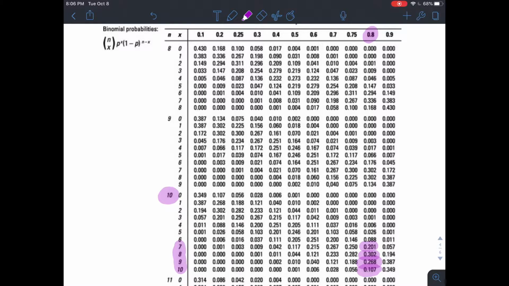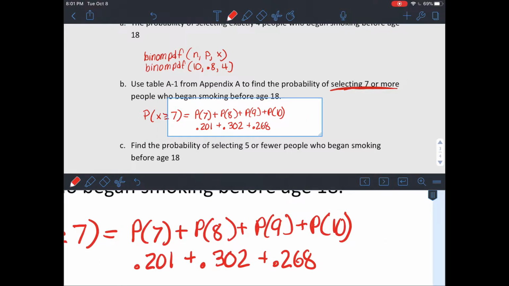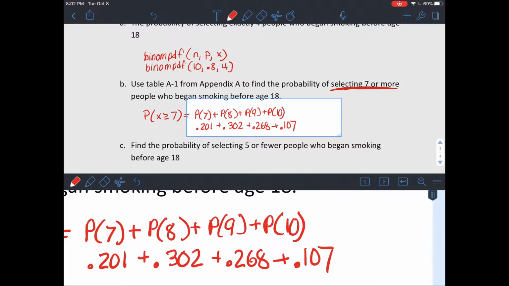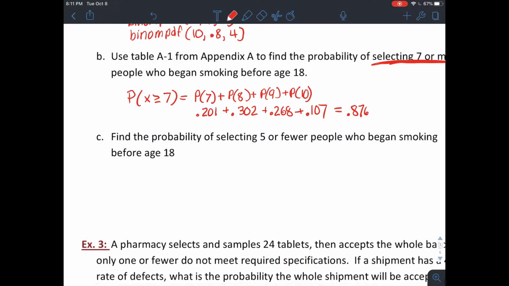And then we'll just add them all up to get our probability of at least 7 people started smoking before 18. So if you add up all those probabilities that we just found using your table, note that this is a little bit easier than typing that all into your graphing calculator and doing 4 different calculations. The table is kind of handy sometimes. It takes me a second to write these down here. But if you add them all up, your probability is going to be 0.876.